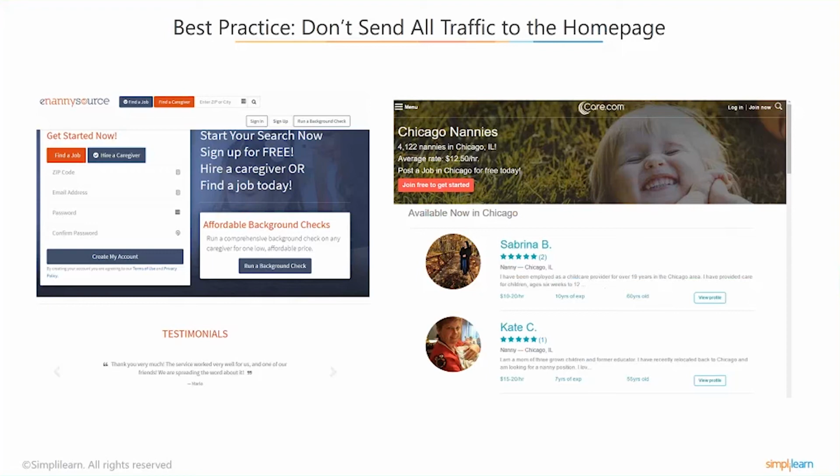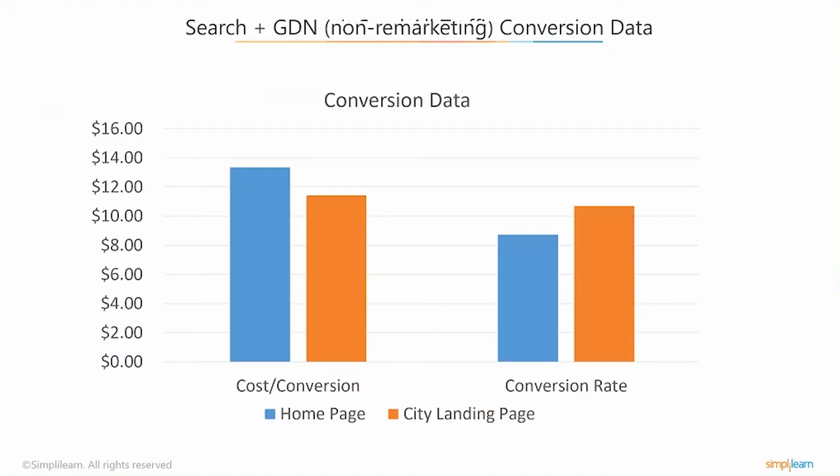We should test this. So they tested initially, and their cost per conversion was higher on their home page than the city landing pages, which is exactly what you would expect. The conversion rate was higher on the city landing pages. Now, the thing is, this is aggregate data across networks. Overall, aggregate data is useless. You must always segment data once, sometimes twice, to get to the real heart of what's happening.